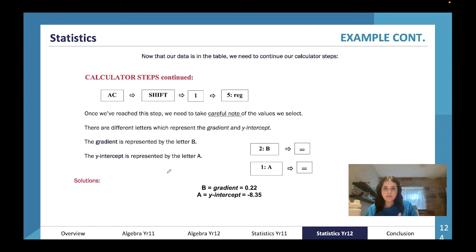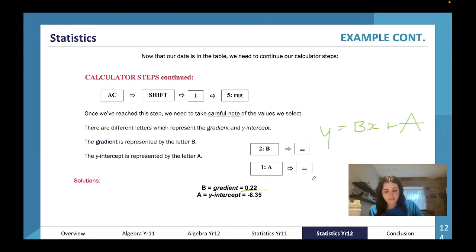We go AC, we go shift 1, and then we go 5 for regression. We have 5 different options. Now, we need to find what B equals because B is our gradient and A is our y-intercept. So our formula looks like y equals bx plus A. So the gradient is B. So we're going to hit 2 for B equals. Now B should equal for you 0.22. I have 0.22, 0.465, 8902, 0.22.